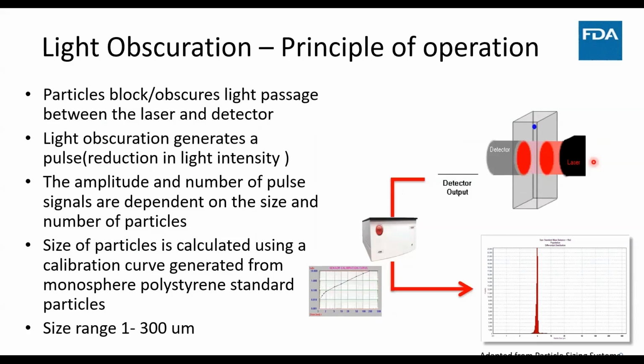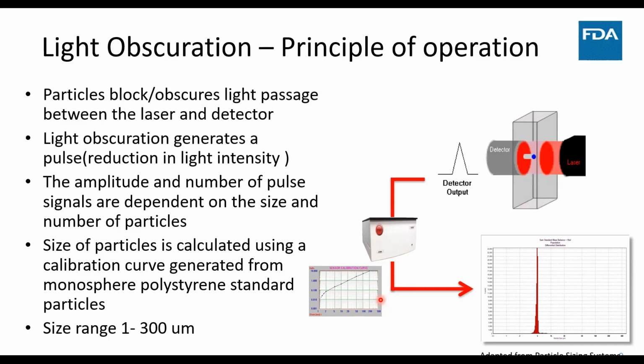The first one we look at is the light obscuration principle of operation. Light obscuration, as the name sounds, the particle blocks or obscures light as it passes between a laser and a detector. The cartoon on our right illustrates that for us. As a particle passes through the sample cell in between a laser and a detector, we have an output as the particle blocks the light. This output is converted to particle size using an already calibrated curve based on polystyrene beads. Light obscuration is sometimes also referred to as light extinction.